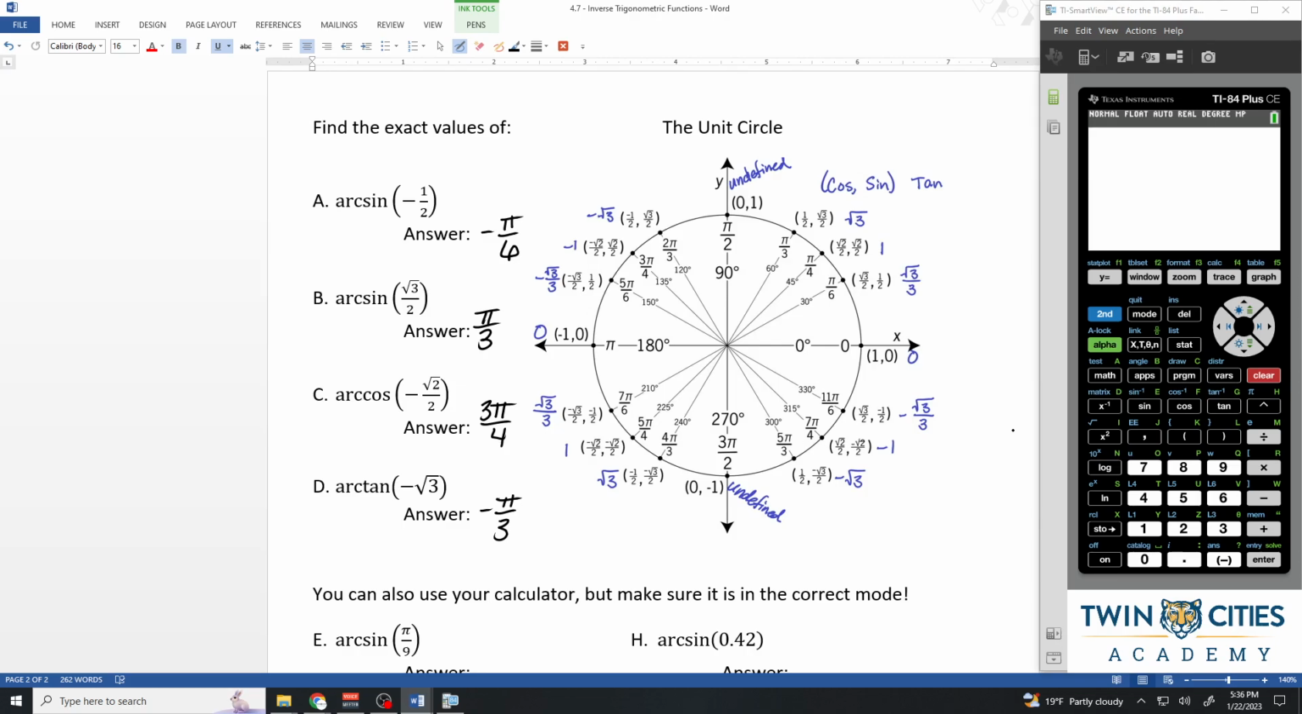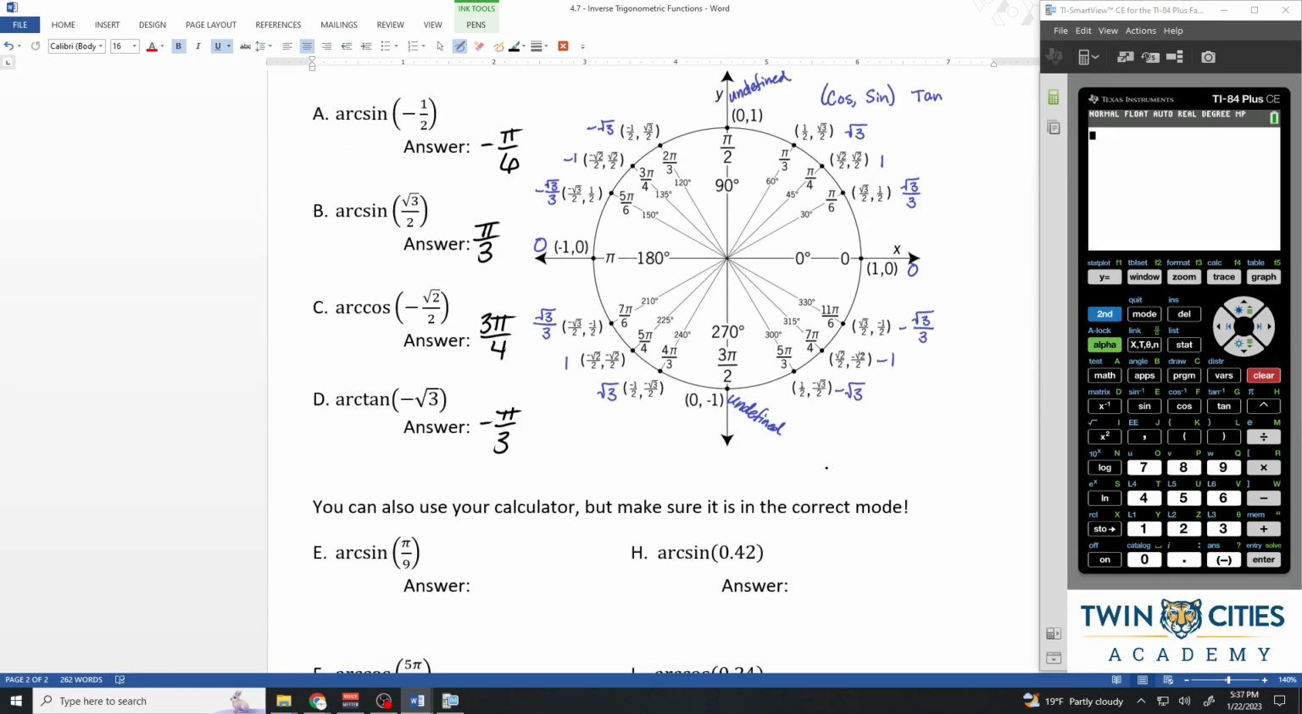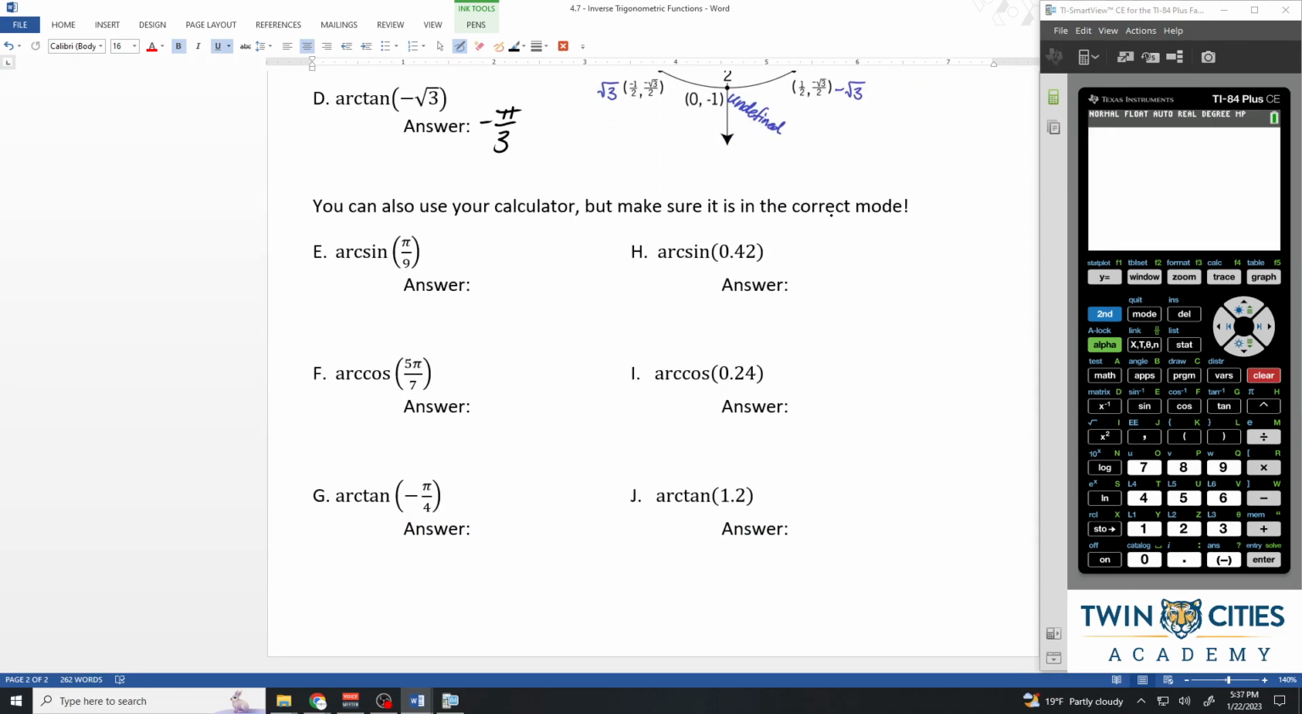Now there are going to be some other problems where you're not going to be able to find that on the unit circle. If I say find the exact values, that's going to mean use the unit circle. If it says just find it or use your calculator, then we're going to use our calculator. Now we have to keep in mind that we've got to be in the correct mode. Unless it specifically says degrees, we're always going to assume that we're in radians. I see that my calculator is in degrees right now. I need to change that.